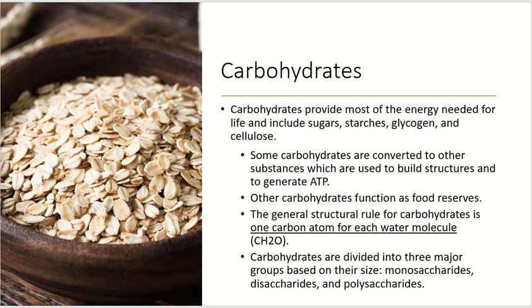So carbohydrates are going to provide a lot of the energy that we need for life to occur. This is going to include sugars, starches, glycogens, cellulose, if you're a plant. These are all carbohydrates. So some carbohydrates are going to be converted to other substances, which are used to build structures and to generate ATP. So ATP is like the main energy molecule in the body. So carbohydrates are converted into other structures to help generate ATP.